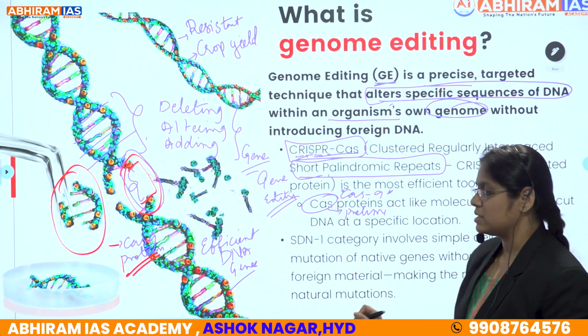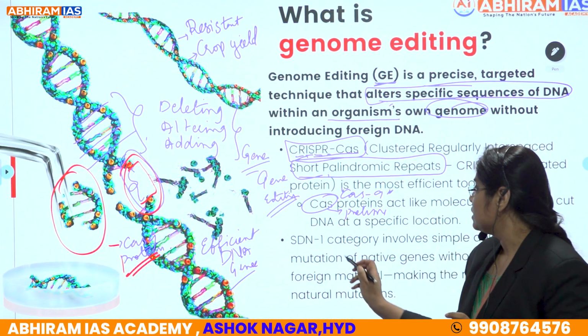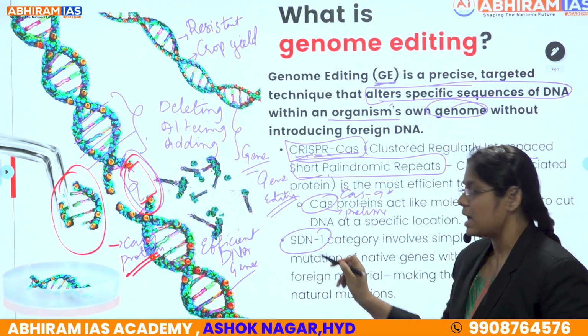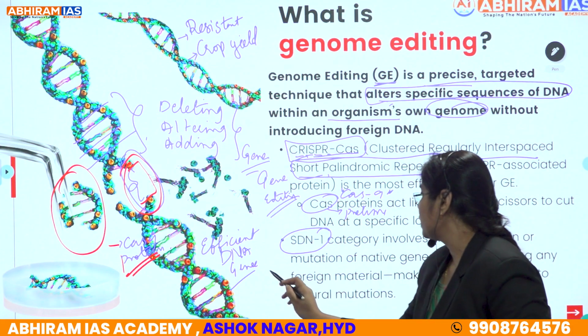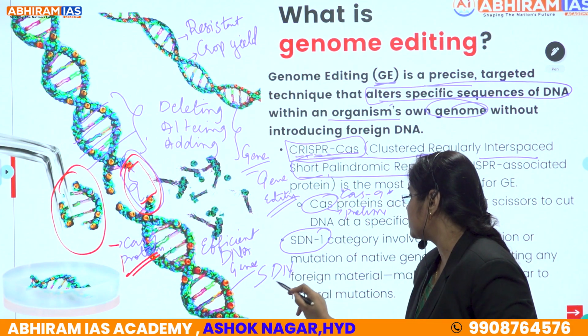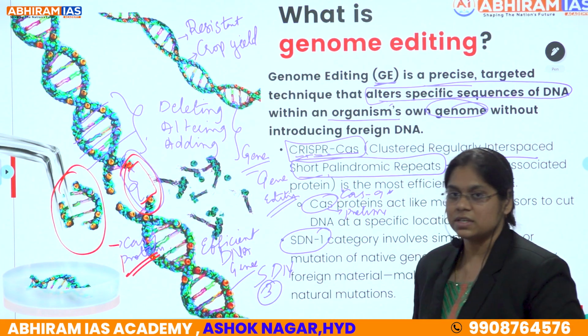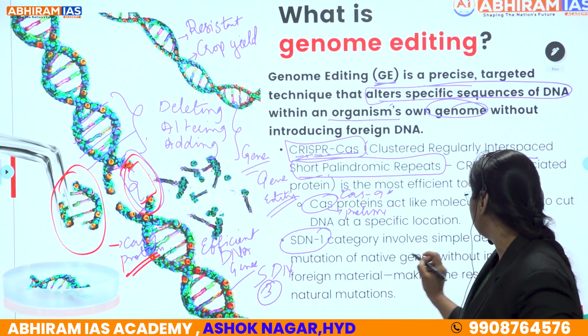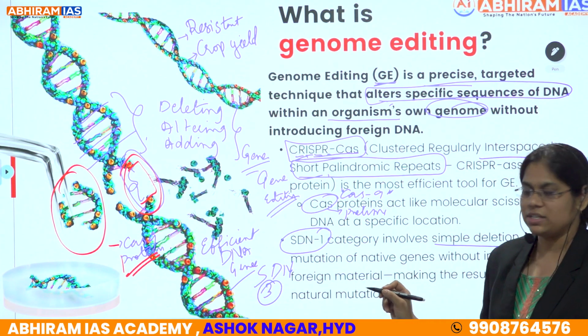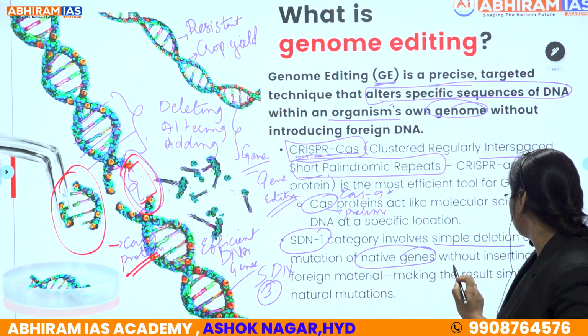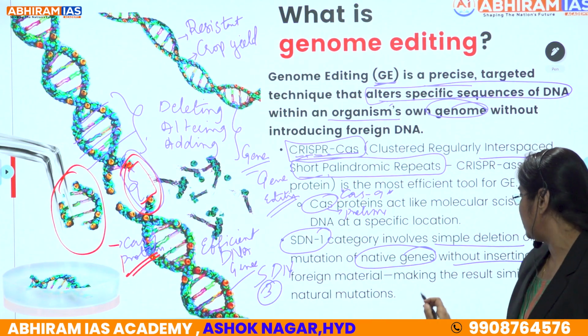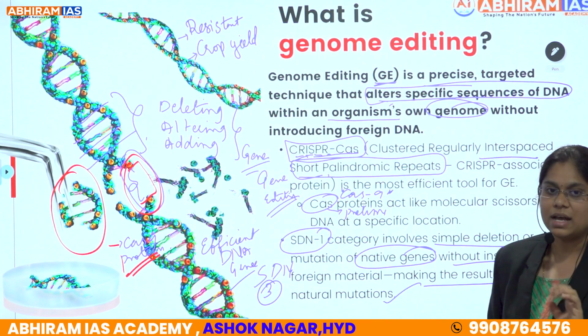Okay, next there is a concept called site directed nucleases, and there are three types basically. The first one is SDN1, that is, it involves simple deletion or mutations of the native genes without inserting any foreign material, making the result similar to natural mutations.